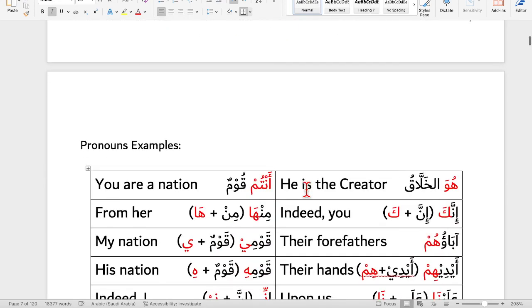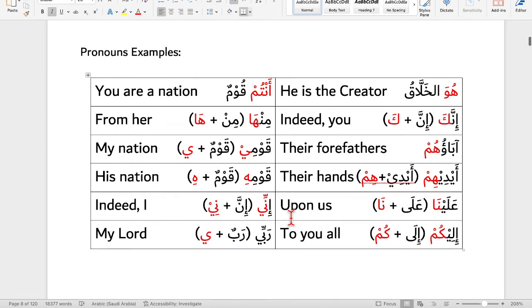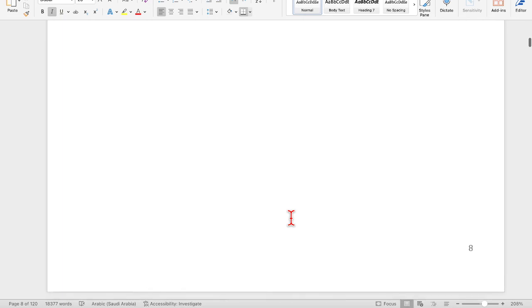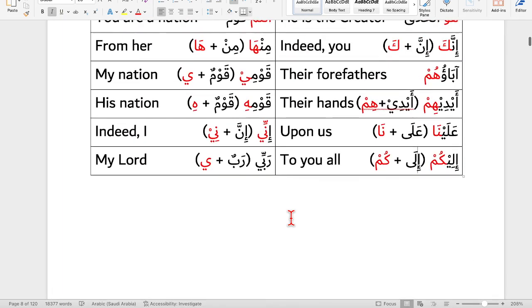So Rabb is a very common word in Arabic. So it's good that we applied this noun with all the pronouns to make different meanings of the noun. We stop here and we'll start the next lesson next time.